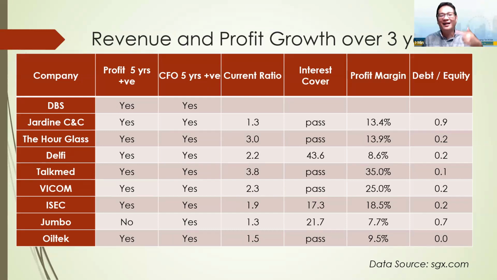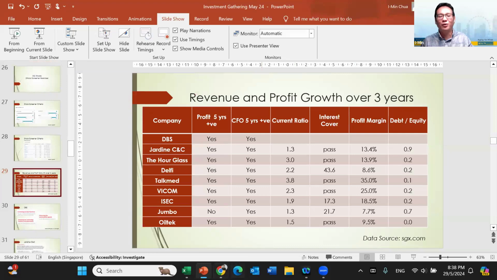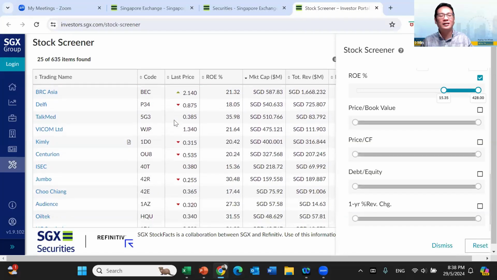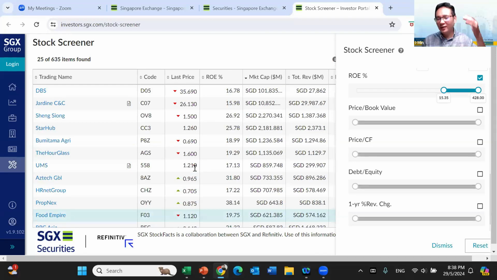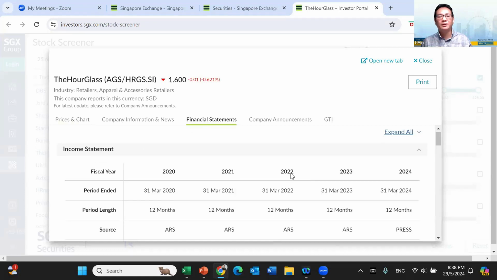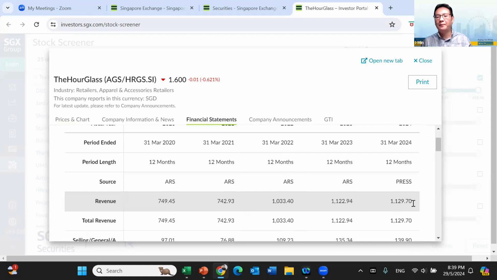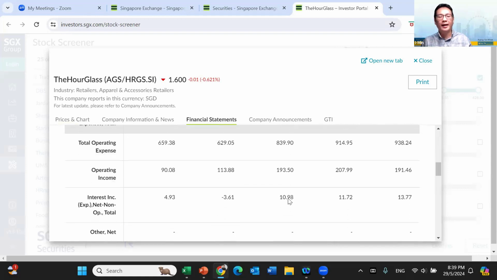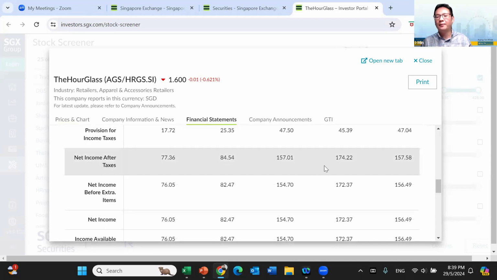So I just went through the 26 companies one by one. If you want to know which are the 26 companies, all these 26 companies, which one over the past 3 years had revenue increase and profit go up? Like for example, Hourglass, this is what I did. Financial statements, income statement. Revenue goes up over the past 3 years. Then after that, net income also went up. So that's how I scoped this counter.